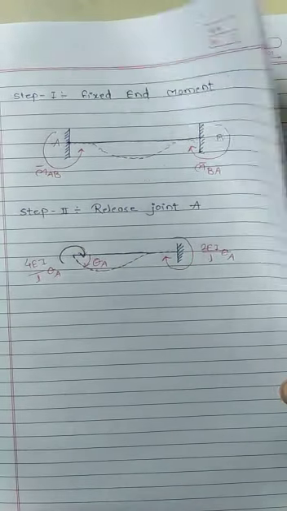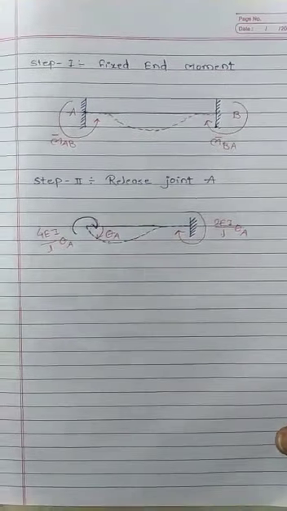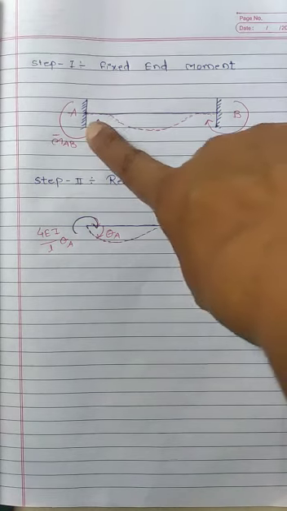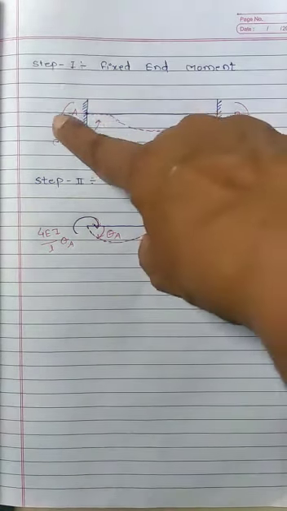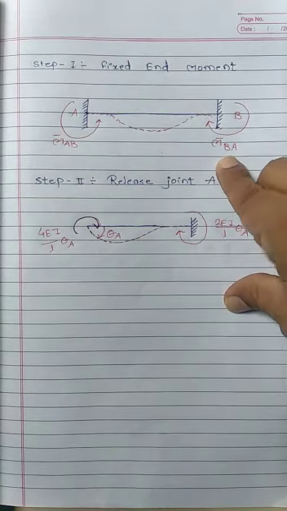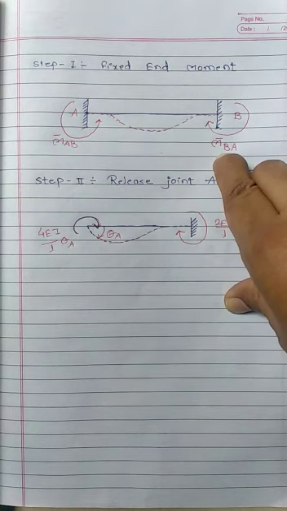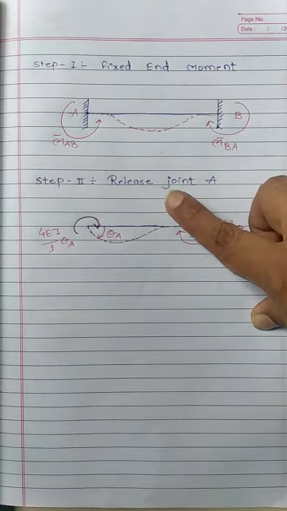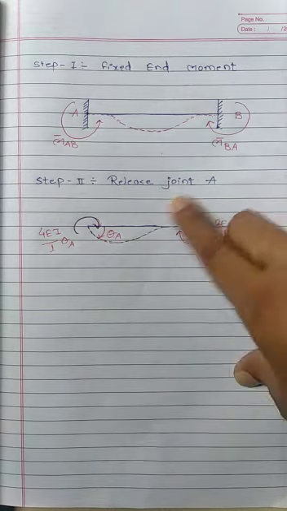Now to derive the equation, step number 1 is to assume span AB as fixed, and we have to consider the fixed end moments in the derivation. Due to external loading, it will deflect in this shape. So we will have the fixed end moment from A to B, and from B to A. We are going to denote the fixed end moments as M bar AB and M bar BA. The next step is to release the joint A.